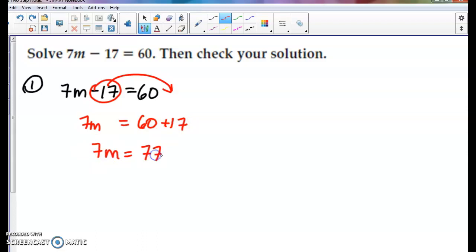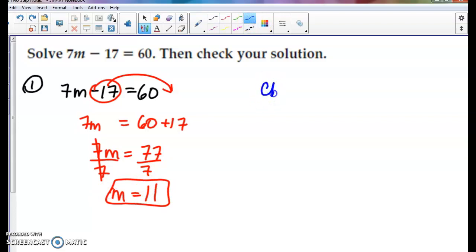Now, the last thing we have to do to solve for our variable is, if they're side by side with a 7, that means they're being multiplied. So the opposite of being multiplied is to divide. Divide both sides by 7. 7's cancel, and m equals 11.